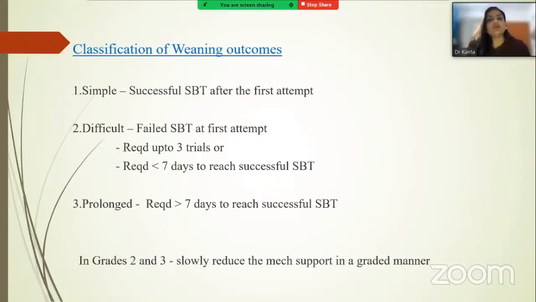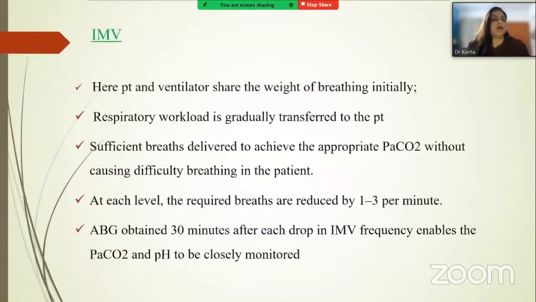So in difficult and prolonged weaning, you can have a graded decrease in the mechanical support for the successful weaning of the patient. There you can go for the weaning modes, though it is out of the context of these lectures, like intermittent ventilation, or you can go for pressure support ventilation. In intermittent ventilation, the patient and the ventilator share the work of breathing initially, which is gradually transferred to the patient, supported by investigations like ABG and hemodynamic stability.